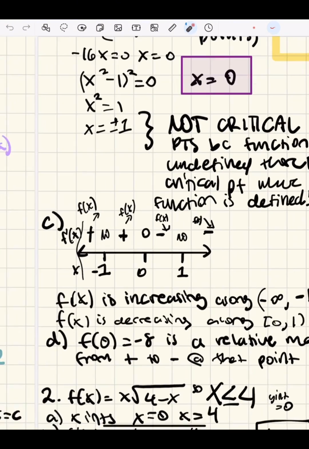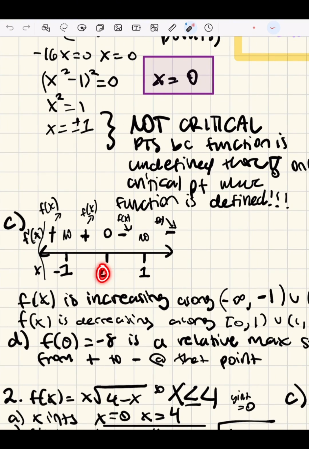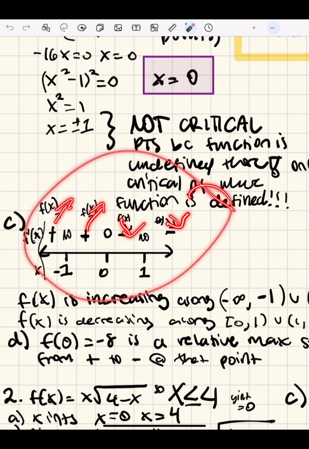So now you want to plot your points. You're going to plot 0, 1, and negative 1 on the x. Then you're going to draw in for f prime x. So again, I wrote no, but you could write something else here if you wanted to. And then you have 0 here. I plugged in around it, and then I can see here that f of x is going to increase, increase, decrease, decrease. This is just helpful information if you were to be graphing it.